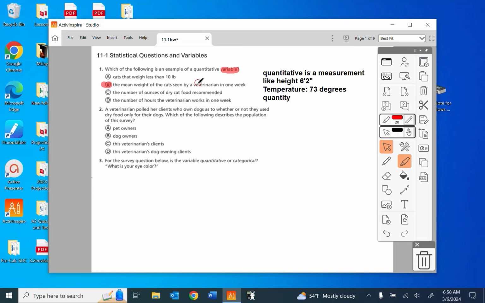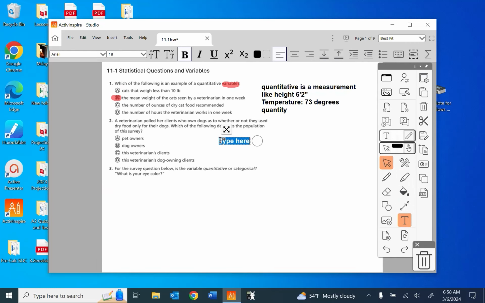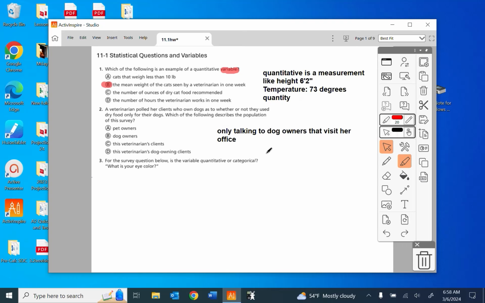A veterinarian polled her clients who own dogs as to whether or not they use dry food only for their dogs. Which of the following describes the population of this survey? The thing is she's only talking to dog owners that visit her office. So the population of her survey is just going to be her dog owning clients.